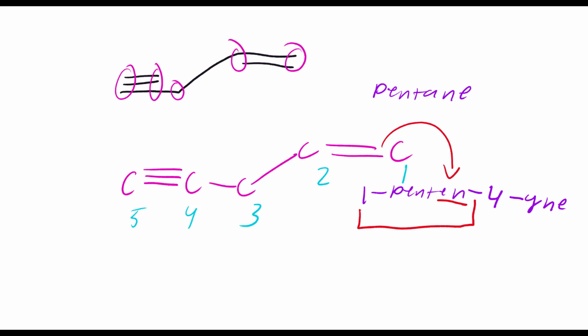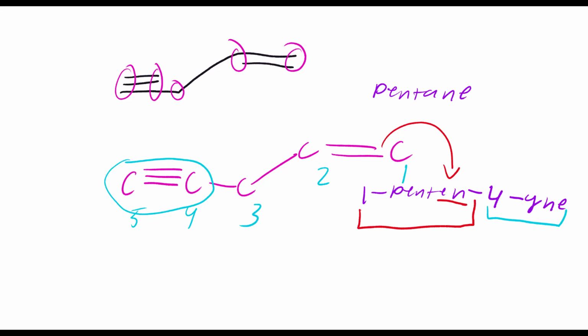Now, the 4-yne shows me that there's a triple bond, and that triple bond occurs between carbon 4 and 5. We say 4-yne because we use the lowest number. In this case, 4 is lower than 5. We're not going to say 1-pentene-5-yne. That's incorrect. We say 1-pentene-4-yne.